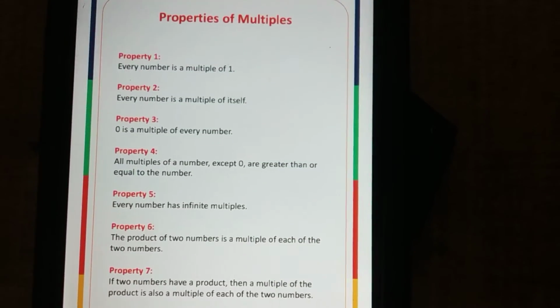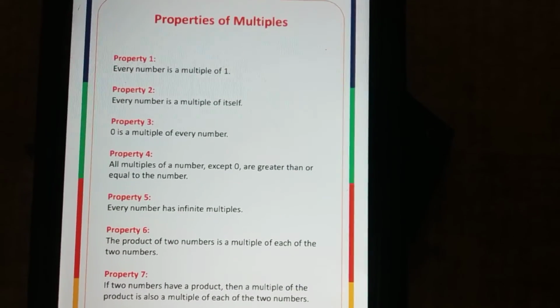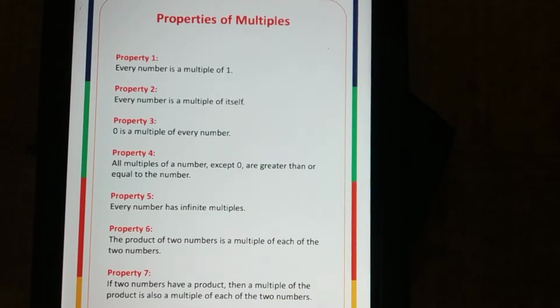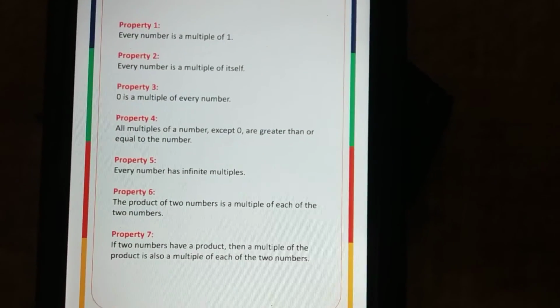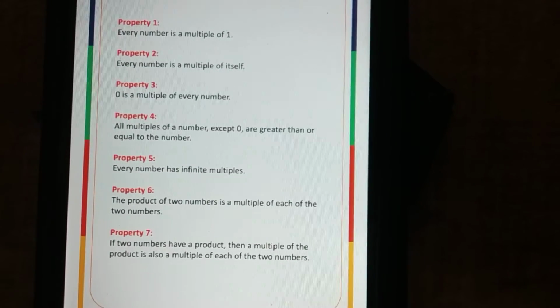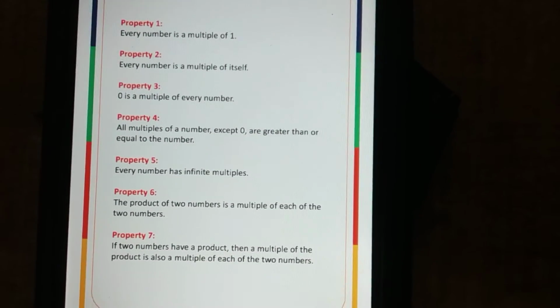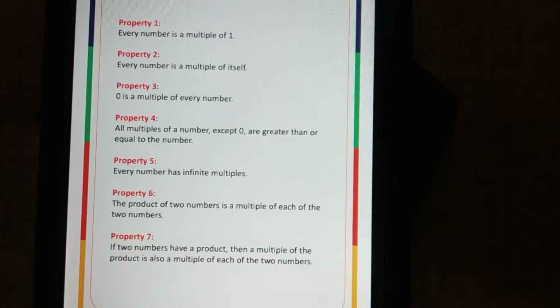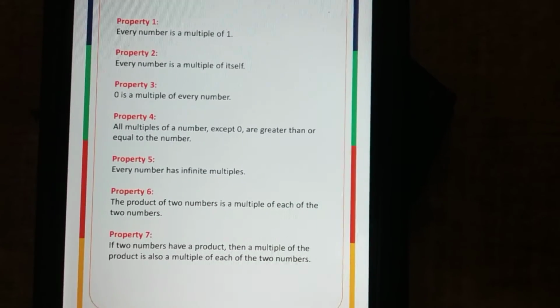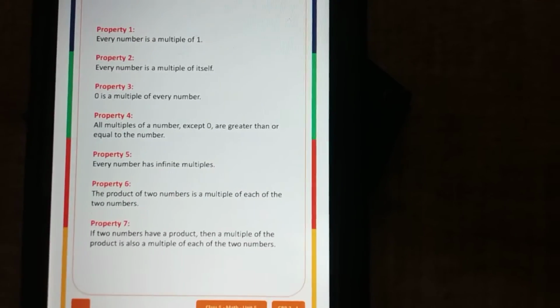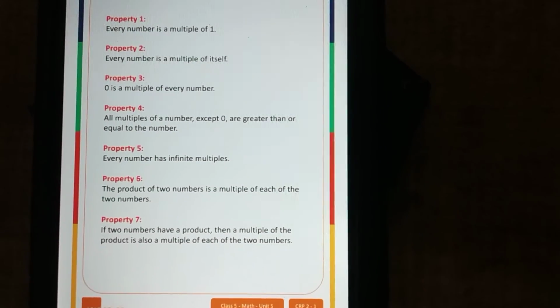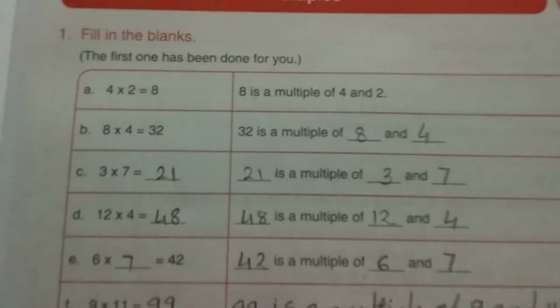Property number 6: the product of two numbers is a multiple of each of the two numbers. Property number 7: if two numbers have a product, then a multiple of the product is also a multiple of each of the two numbers. Okay, so these are the properties of multiples. Now we'll start our worksheet.